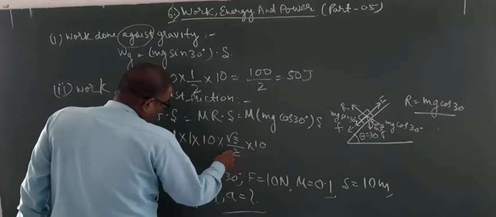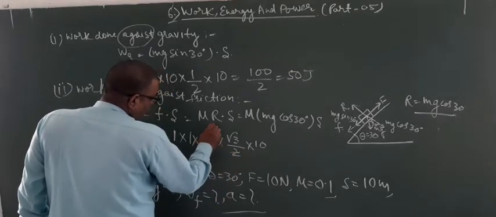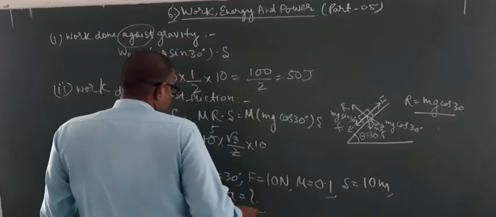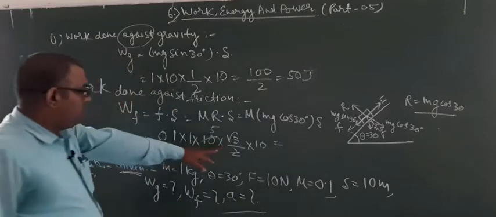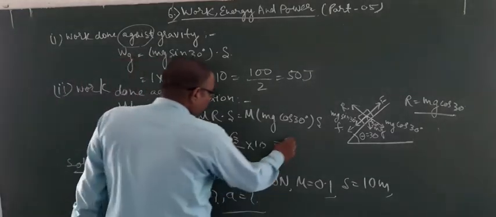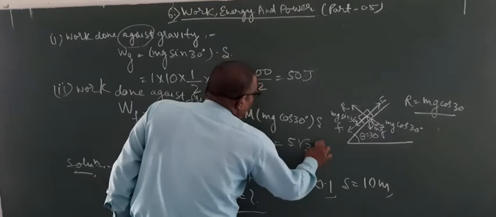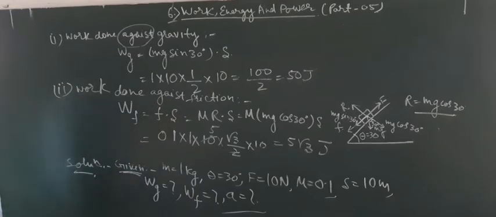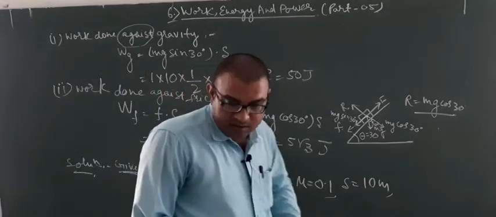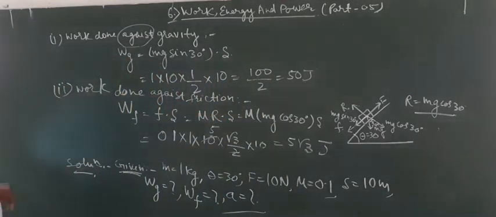10 into 0.1 is equal to 1. So this is equal to 5 root 3 joule. Here also we have written against friction, so no negative sign is placed here, and it is equal to 8.66 joule. Now we have to calculate the acceleration. The next thing we have to calculate is the acceleration.